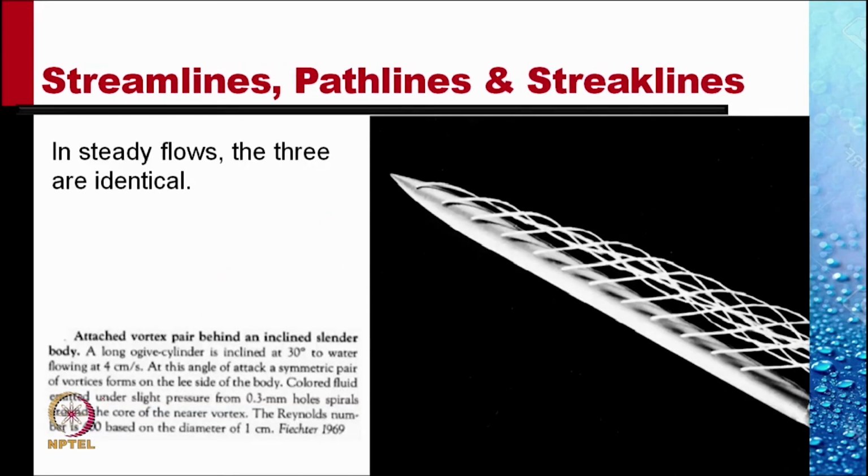As was said before, if there is a steady flow, the streamlines, streak lines, and path lines are identical. This picture shows a slender body in which smoke is being emitted through various orifices arranged in a line, and we get a beautiful picture of vortex. The flow is steady, so these streak lines are also streamlines as well as path lines.